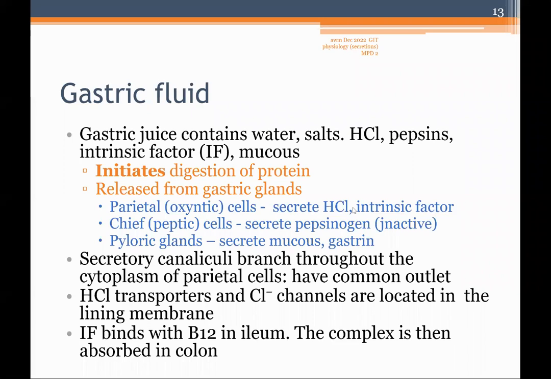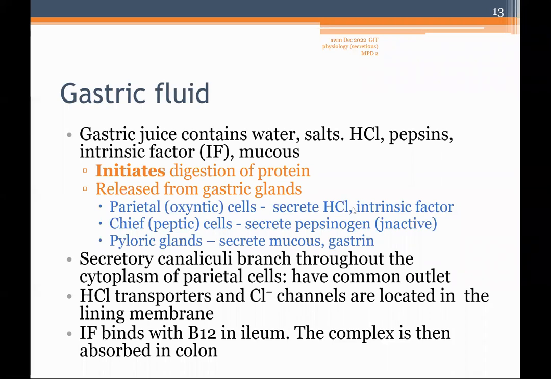Now, the purpose of gastric fluid is to initiate the digestion of protein. So chemical digestion of protein is started in the mouth. Sorry, it started in the stomach. But strictly speaking, digestion of all foods starts in the mouth because mechanical digestion occurs in the mouth.